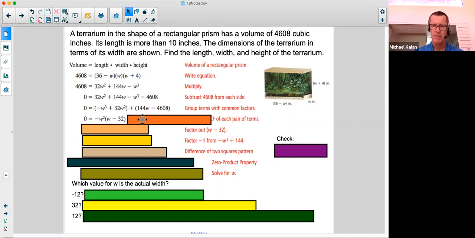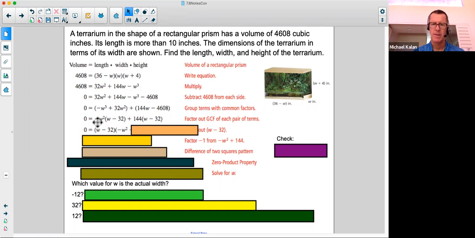All right, and then we figured out that 144 goes into 4608 32 times. So when I factor out a 144, I have a W minus 32. If you look at this blob and this blob, what GCF do they have in common? W minus 32. So we're going to take that out. Remember, we still have this minus W squared. And then what would be left in our big blobs?